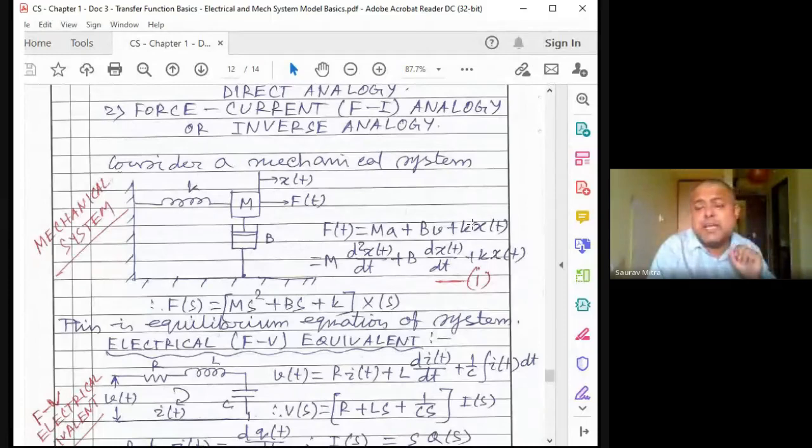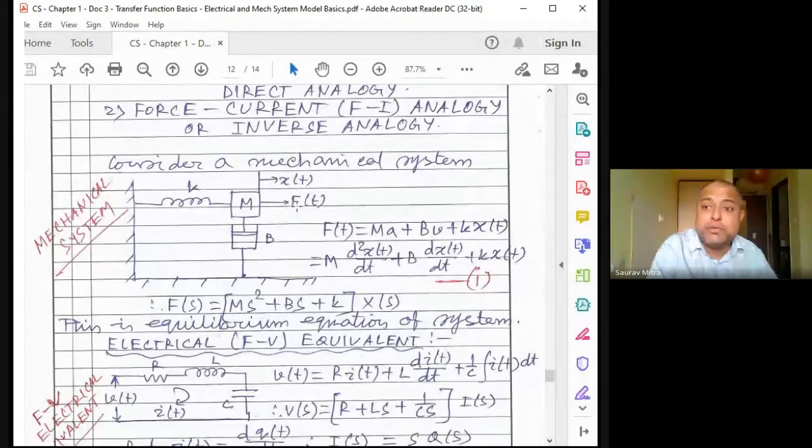That means the net force is spent in three parts. First, F is equal to m into a, that is mass into acceleration, plus B, the resistance or friction, into velocity, B into v, plus K into x(t). Now if you find the Laplace transform without any initial condition, a is nothing but d2x/dt2, where x is the displacement. So here I am giving the supply as f(t).